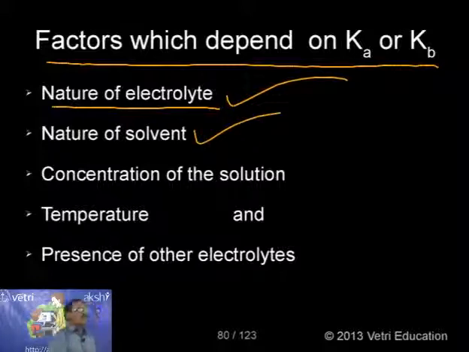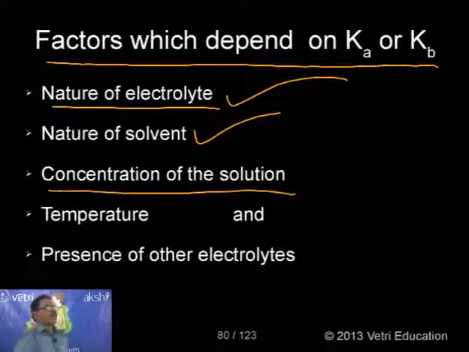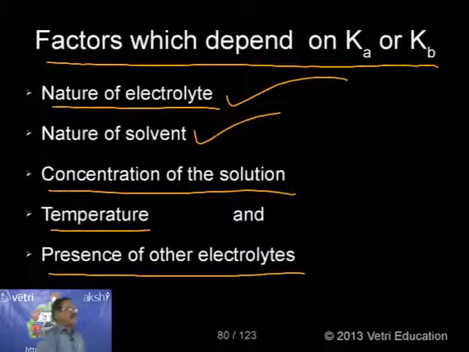The nature of the solvent also will affect the ionization, whether it is a protic solvent or an aprotic solvent. That's interesting information. The nature of different solvents will affect the ionization constants Ka and Kb. And the concentration of the solution also will affect. Normally this is applicable only for dilute solutions. If you go for a highly concentrated solution, again it fails. Temperature is another important factor that will affect Ka and Kb. Higher the temperature, higher will be the ionization. That is interesting information. And the presence of other electrolytes and impurities also will affect the ionization constants Ka and Kb. So these are the factors which influence Ka and Kb.